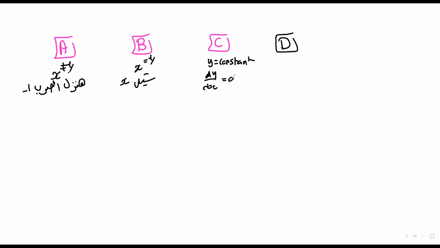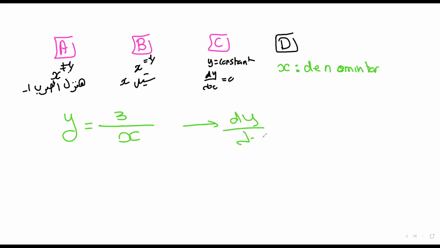And what is the last case? The last case is if the x is a denominator. If the x is a denominator, then what do I do in this case? Let me give you an example of case D. It might say, for example, y equals 3 over x, and the question says find dy by dx. I cannot differentiate as long as the x is down there like this. In order for me to differentiate, I must fix this problem that I have over here.